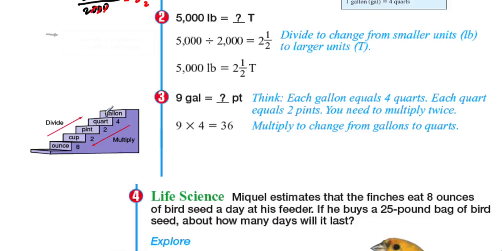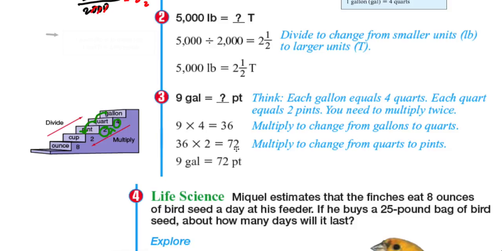We want to go from gallons to pints. That means from this staircase, we go 1, 2 steps down. And if you notice, once we go 2 steps down, we pass 2 and we pass 4. All we need to do is multiply 2 times 4, which will give us 8. It's the same as multiplying by 4 and multiplying by 2, but we can multiply by 8 directly. So we simply multiply 9 times 8, which will give us 72. So 9 gallons is equal to 72 pints.